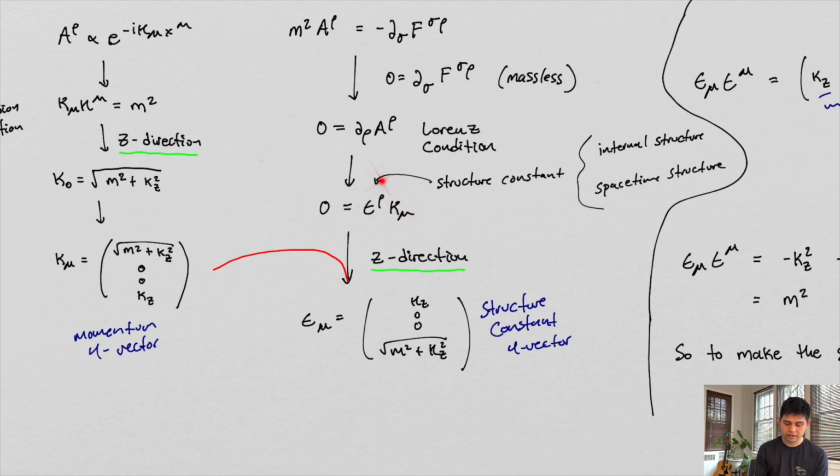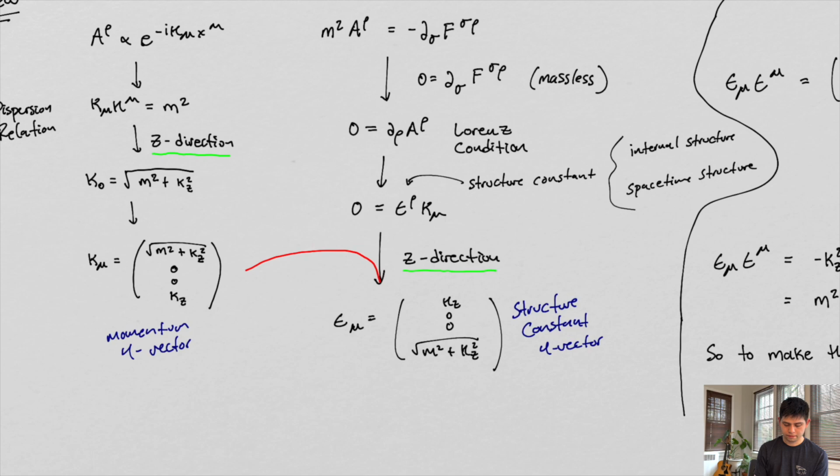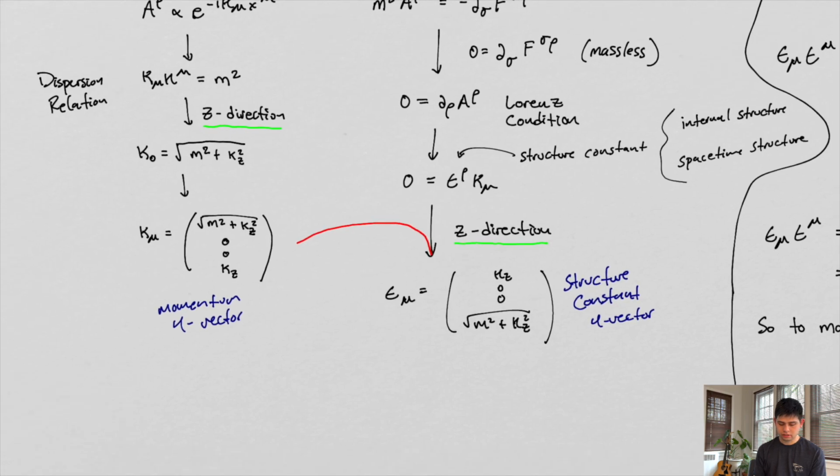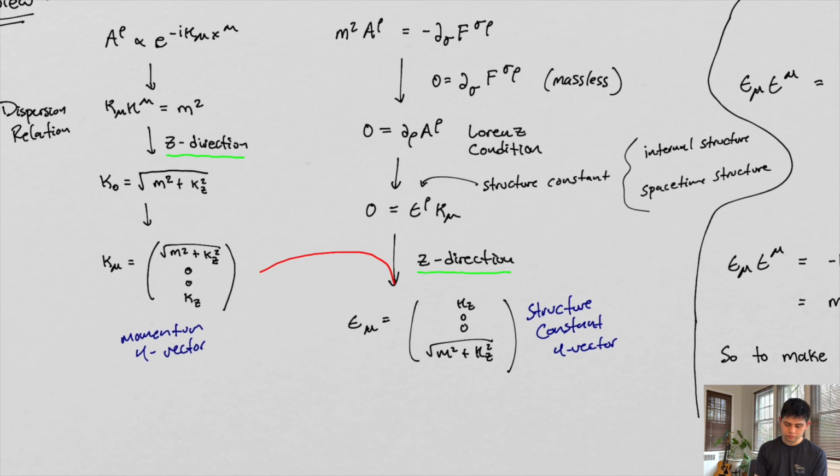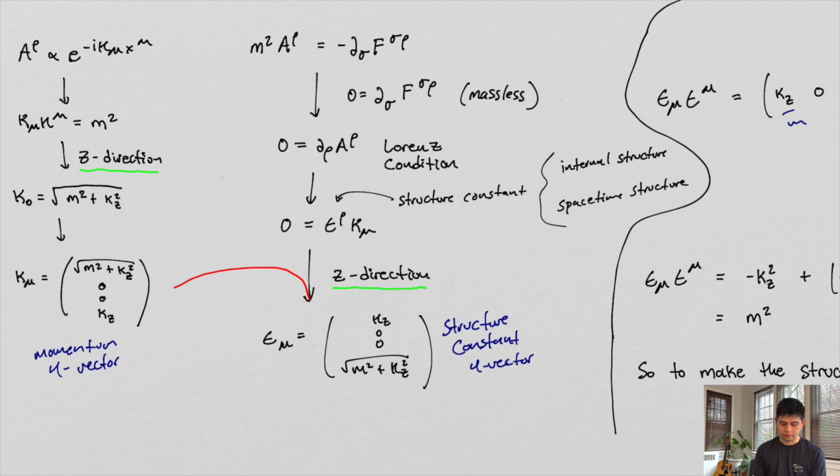And from there, if we then specified what the z direction was, we were able to get vectors that look like this. So this is our structure constant four-vector. Notice here that if we're traveling in z, these are essentially opposite of one another. The structure constant four-vector is basically a flipped version of the momentum four-vector. Okay. And we've gone through a lot of that already.